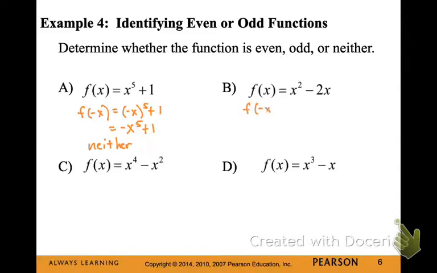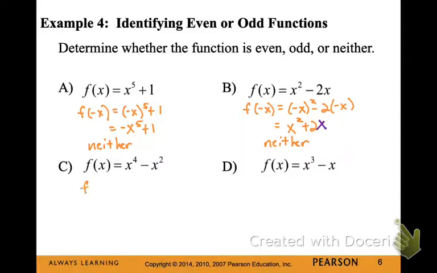So B, let's plug in -x for x. -x squared is +x squared, so that sign did not change. However, the sign of 2x does change. So this function is also neither.